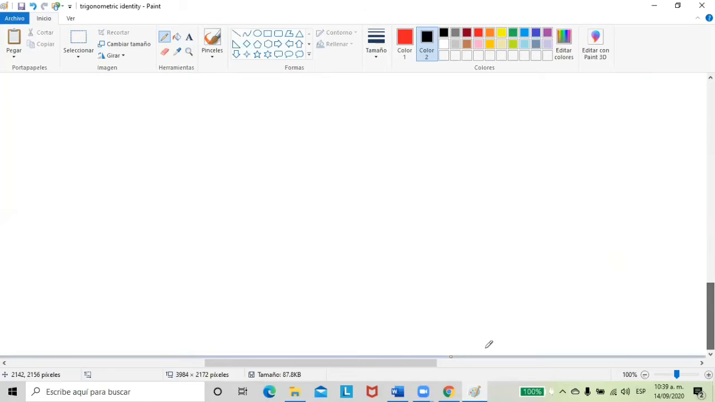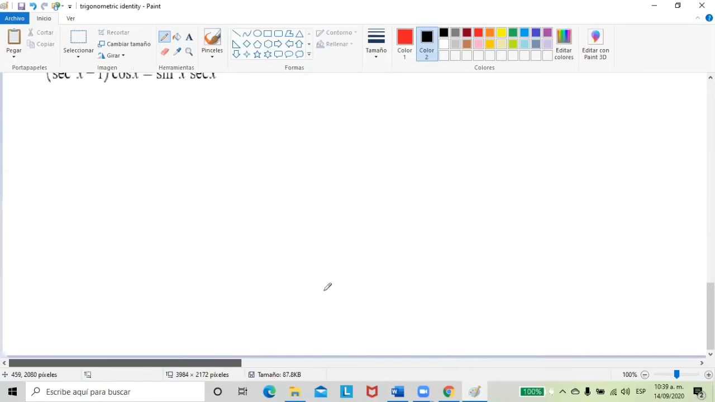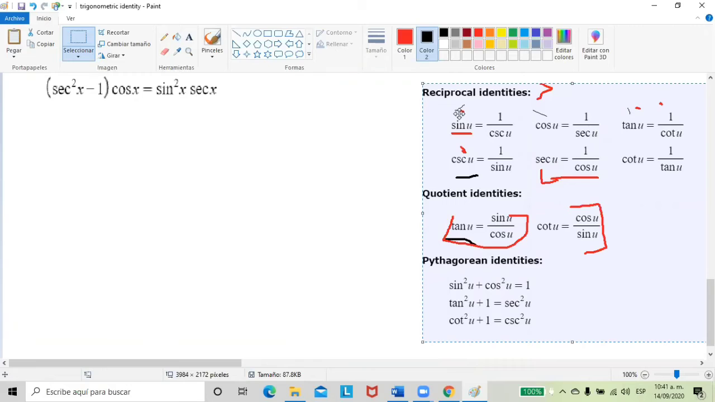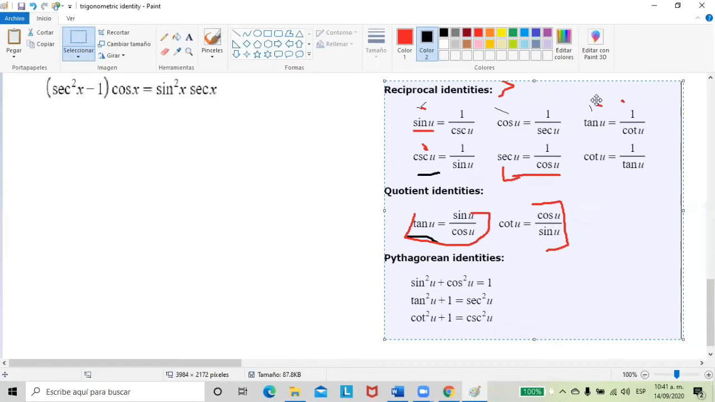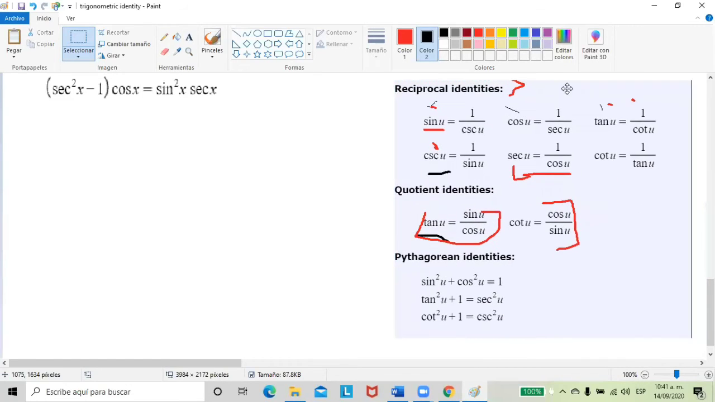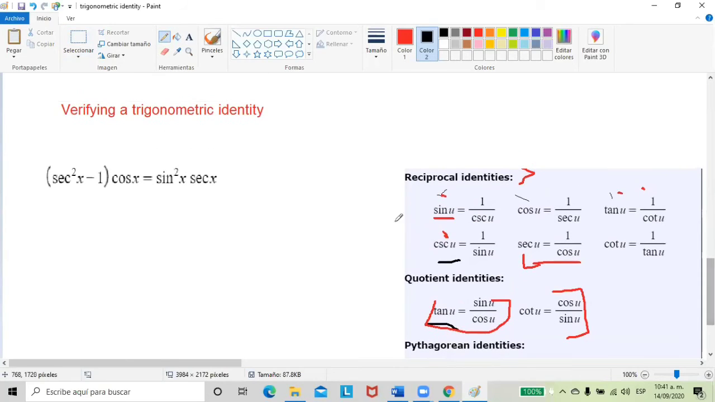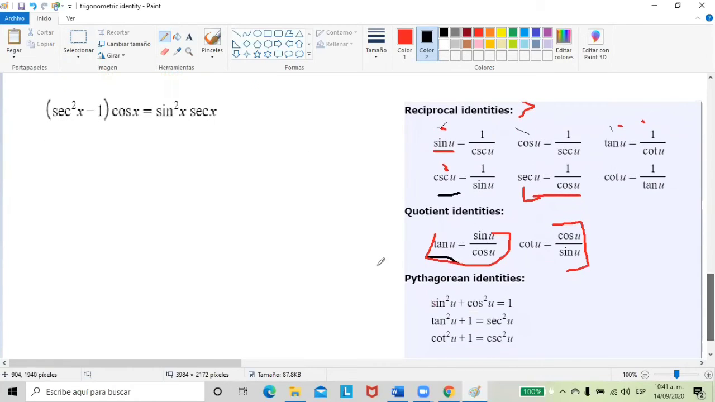Okay, so let's try another kind of exercise. Take a screenshot of this, please, and keep it in your notebook. Let's continue with the class. There's another kind of exercise: verifying a trigonometric identity. You have to verify this trigonometric identity. The left side must be equal to the right side.